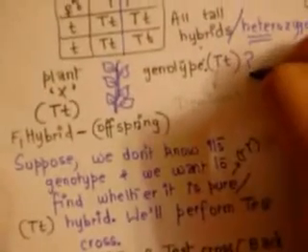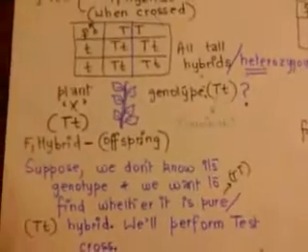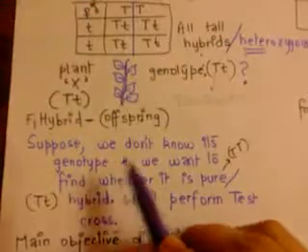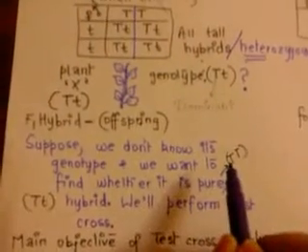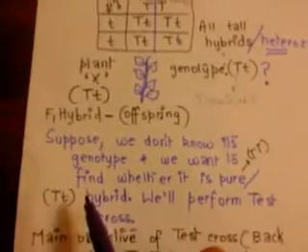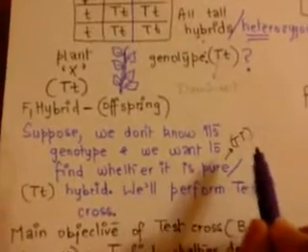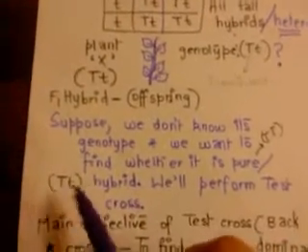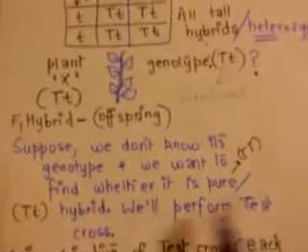Okay, let us pretend for now that we don't know the genotype of the F1 hybrid offspring. Suppose we don't know its genotype and we want to find whether it is pure tall, because there are two possibilities for tallness: capital T capital T, and capital T small t. T is dominant. So we want to find out whether it is pure TT, homozygous, or heterozygous, capital T small t hybrid. We'll perform a test cross.